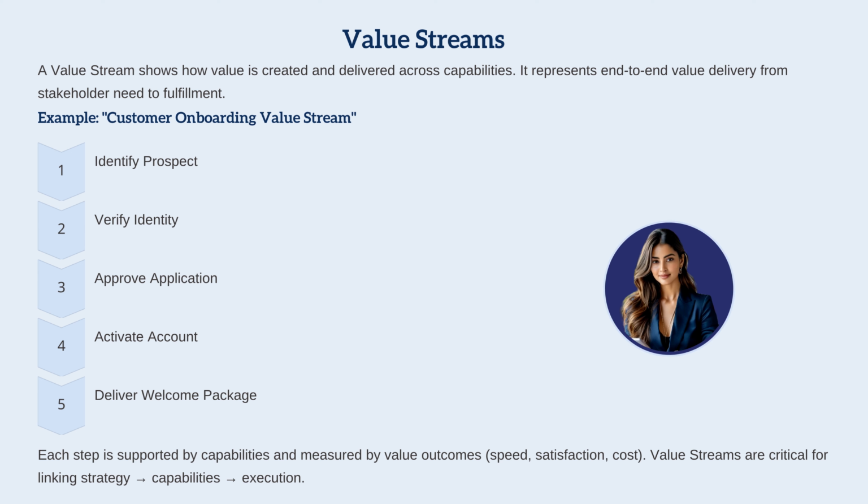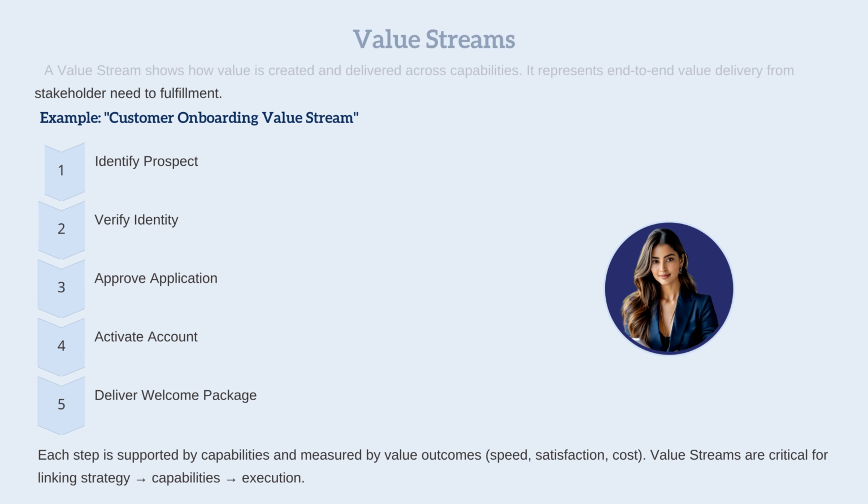Example, the customer onboarding value stream: identify prospect, verify identity, approve application, activate account, deliver welcome package. Each step is enabled by business capabilities and measured by value outcomes such as speed, satisfaction, and compliance. Value streams bring the architecture to life, showing how strategy becomes customer experience.